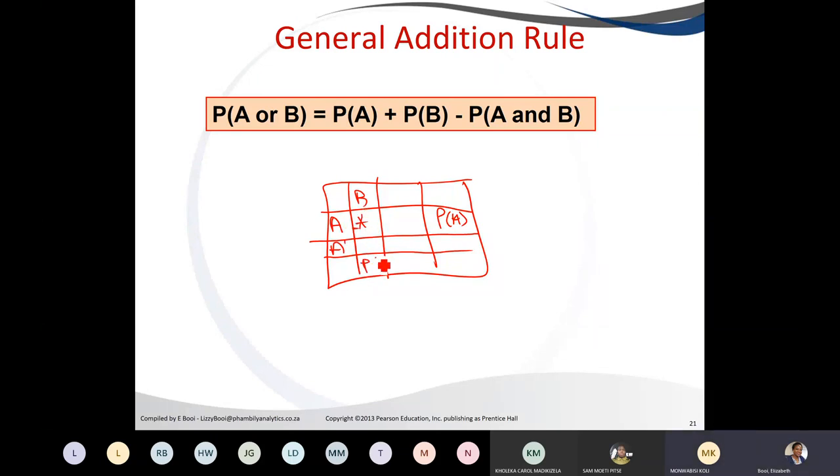And if I calculate the probability of B here, because I'm using those two joint probabilities, it includes the probability of A and B. And also, the probability of A includes the probability of A and B. So in order for us not to double count, we have to subtract the probability of A and B.